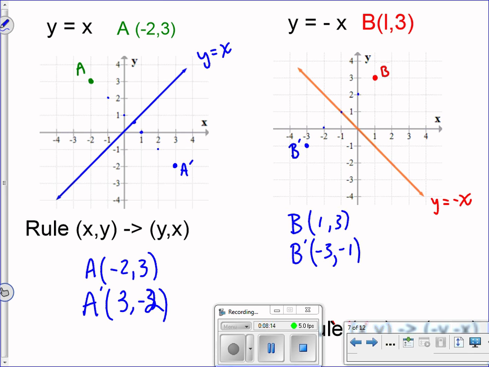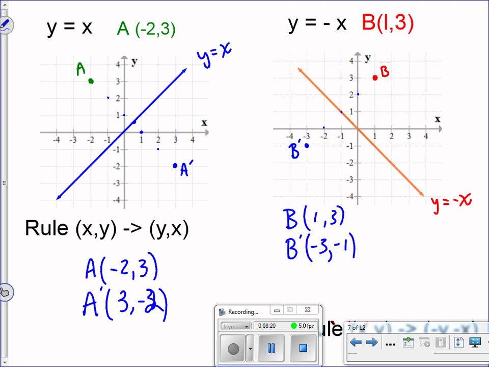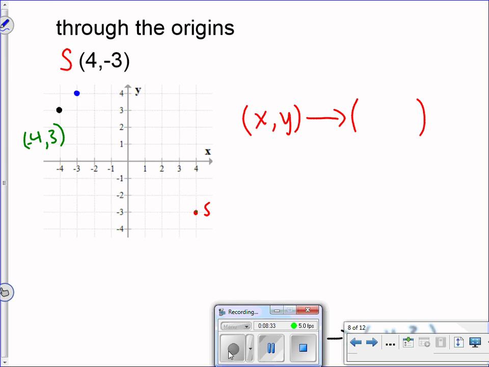Wait a minute, that's a different rule than this one over here. This one over here was just flip the coordinates. Here I flipped the coordinates but took the opposite of them. And that makes sense because we're reflecting across a different line. The rule here is going to be take your x and y and map it to the opposite of y and x.